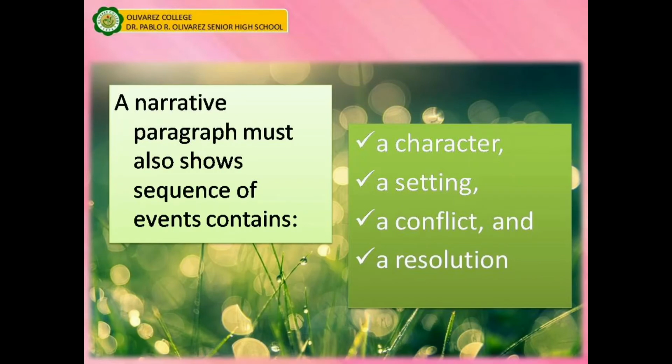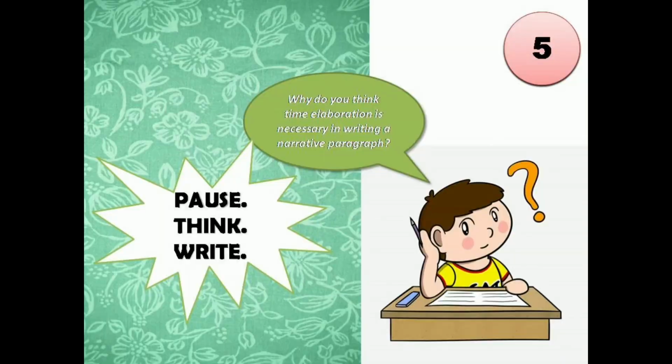Remember, in writing a narrative paragraph, you must show characters, setting, conflict, and resolution. These elements will help to make a vivid scenario of the story. In addition, specific details help the story to be vivid, and the language used should be clear to the reader.